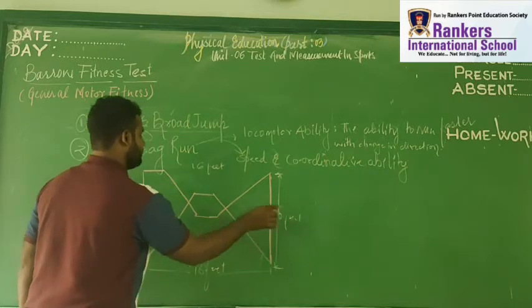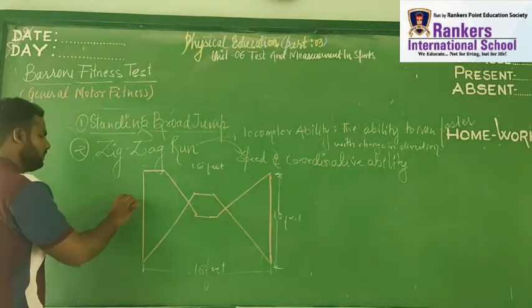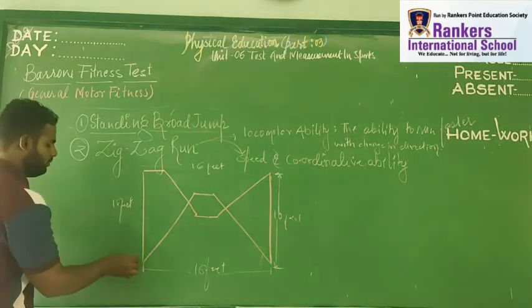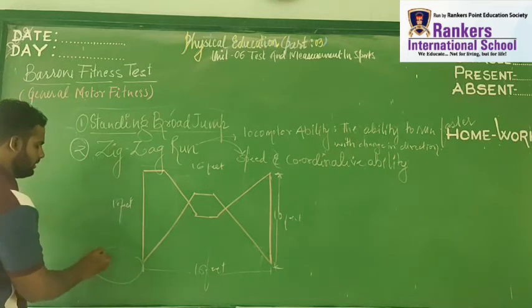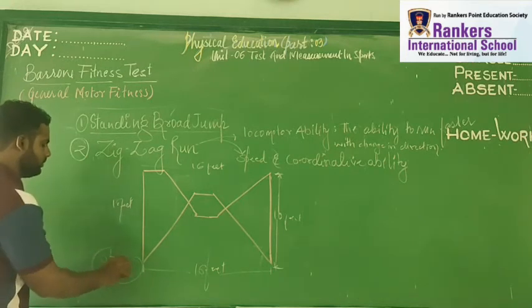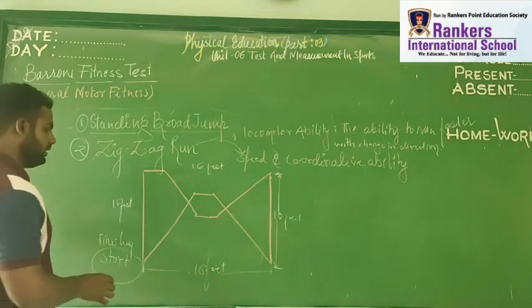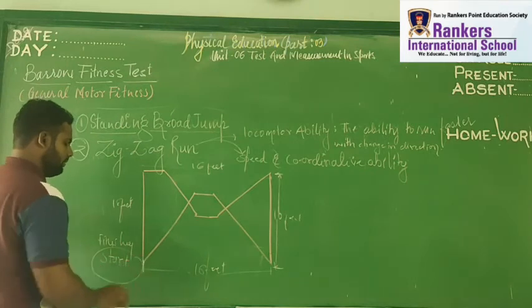In the same way, this is 10 feet, this is also 10 feet. What an instructor will have to do is make a column here with the starting point and the finishing point. So three chances can be given.